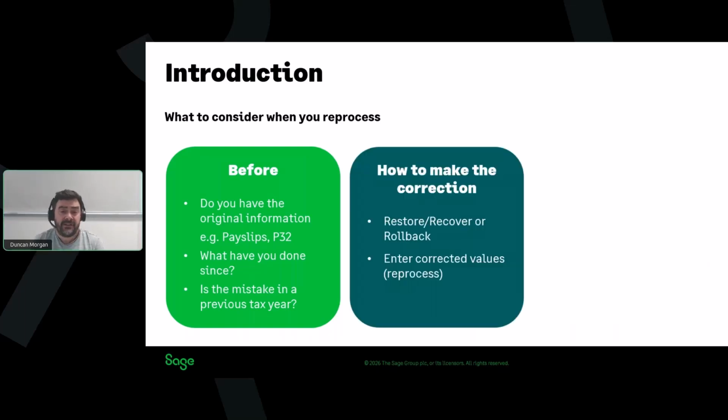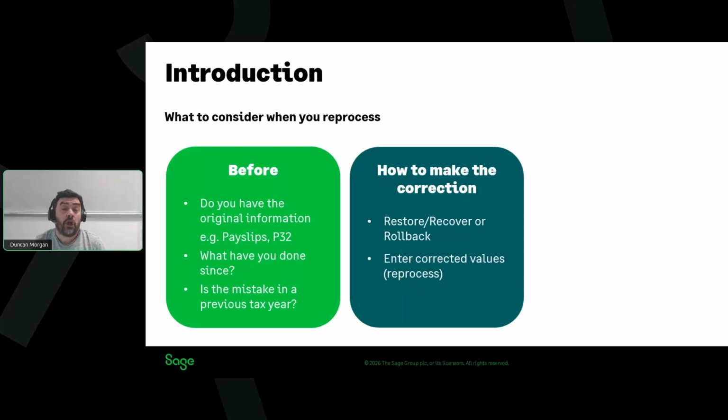So once you're prepared for it, you then need to consider how you're going to make the correction. If you're going back to reprocess, there are two main options. You can restore or recover a backup, or you can use the rollback wizard. And I'm going to explain the differences between those options very shortly.